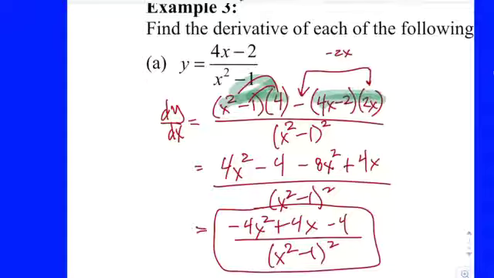Notice the domain of the derivative is the same as the domain of the original function. Remember, if it's not continuous, it's not differentiable. So at negative 1 and 1, where we have vertical asymptotes, so does the derivative.